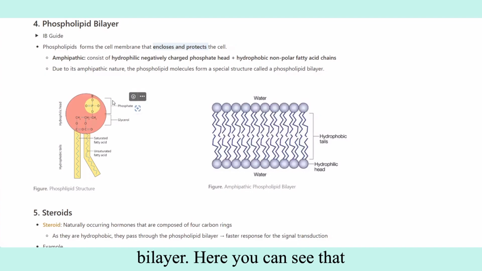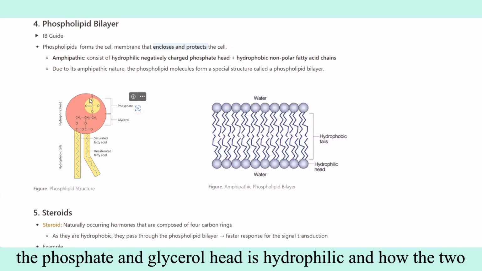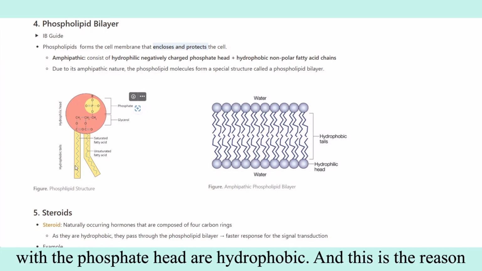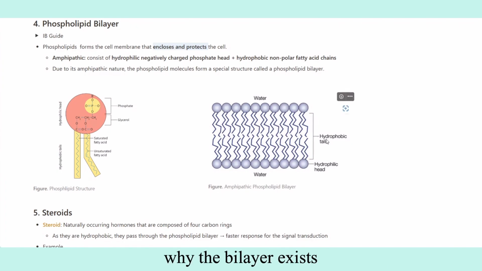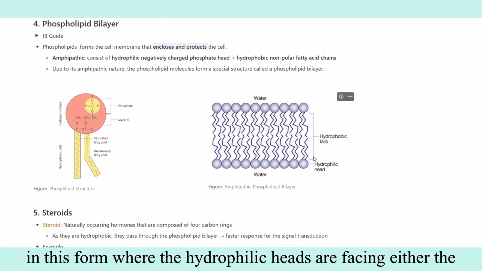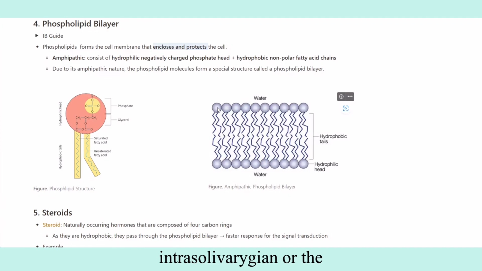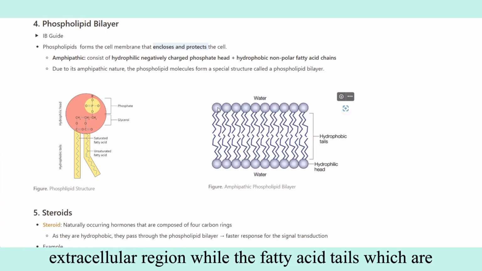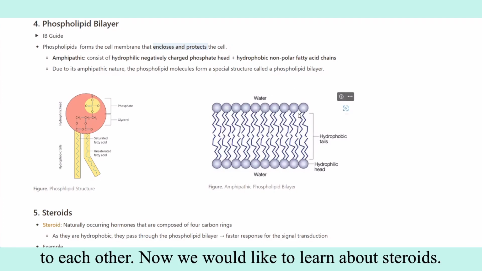Here you can see that the phosphate and glycerol head is hydrophilic, and the two fatty acids that are linked with the phosphate head are hydrophobic. And this is the reason why the bilayer exists in this form, where the hydrophilic heads are facing either the intracellular region or the extracellular region, while the fatty acid tails, which are hydrophobic, are attracted to each other.